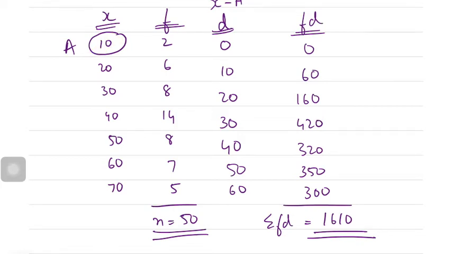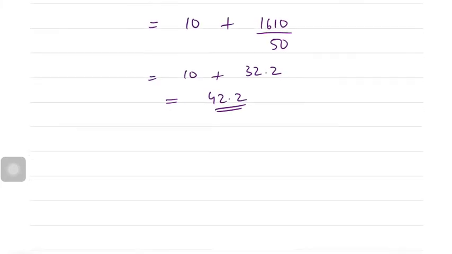Now next method is step deviation method. You can use step deviation method only if the difference between the two variables is same. Here the difference between 10 and 20 is 10, 20 and 30 is also 10, 30 and 40 is also 10. So difference here is same, right? So when the difference is same, only then you can use step deviation method. So next method is step deviation method, the third method.